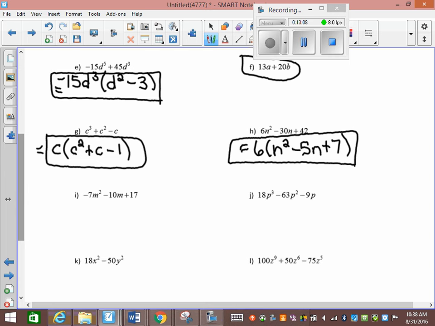I, nothing. You do nothing. Or, if you wanted to, I guess you could do something. You could pull a negative 1 out, and you'd be left with 7n squared plus n minus 17. When you take a negative 1 out, it basically changes all the signs.